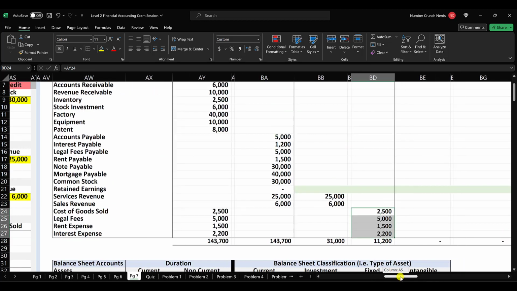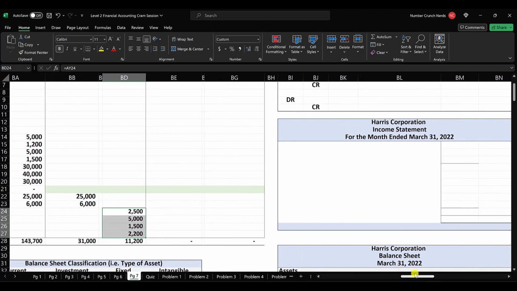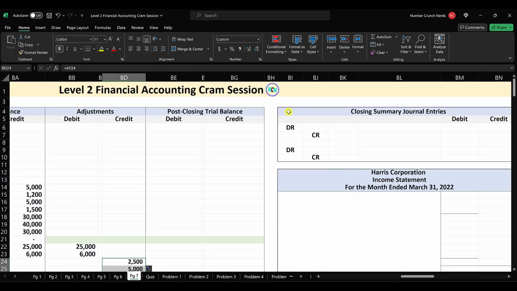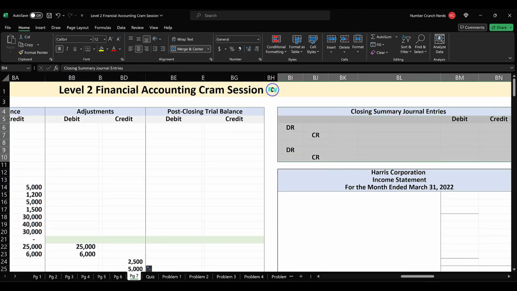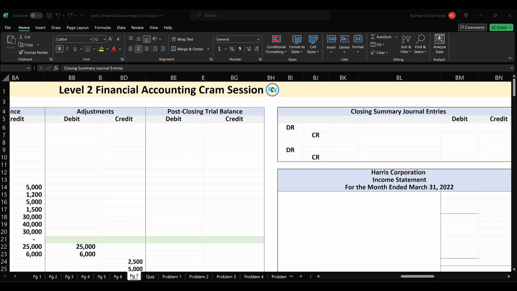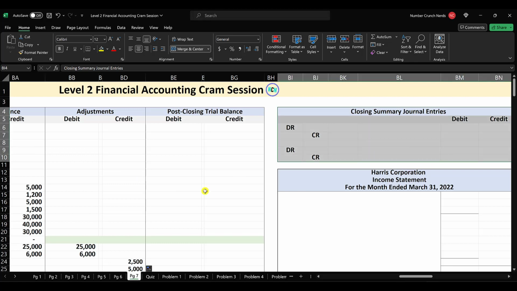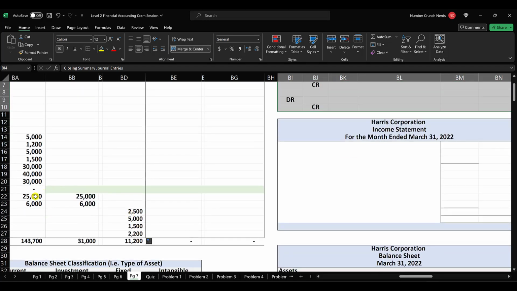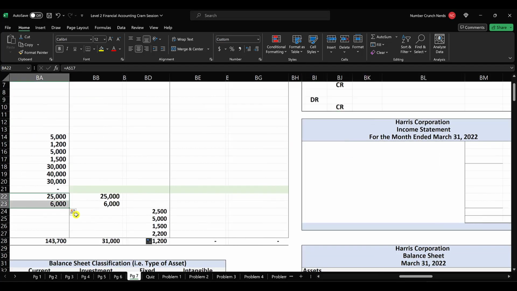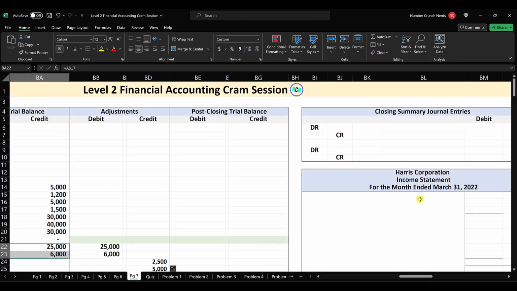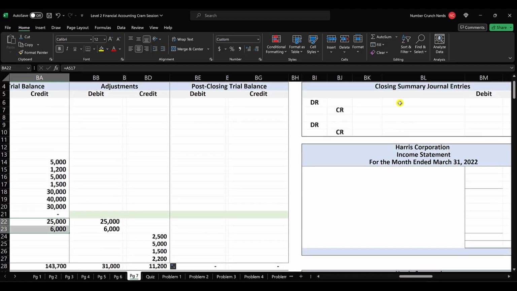Then I'm going to swing over here, and I have an area where we have the closing summary journal entries. We're going to do it in journal format as well as on the table, so you can see the difference between all of them. So the first thing I'm going to do is the revenue accounts. They have a credit balance, right? All revenue accounts have a credit balance. So the first thing I'm going to do is make a summary entry. Summary entry means instead of doing it account by account, I'm just going to do all of them.